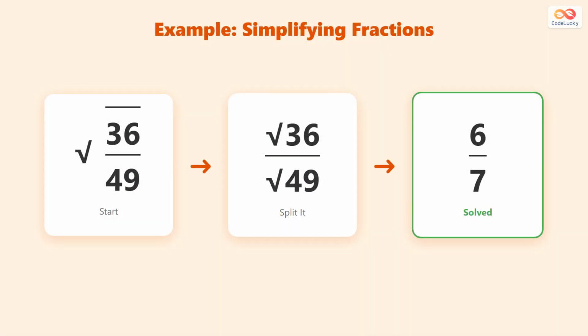Let's look at an example where we split a radical. Suppose we have the square root of the fraction 36 over 49. We can rewrite this as the square root of 36 over the square root of 49. These are perfect squares, so the answer simplifies cleanly to 6/7.